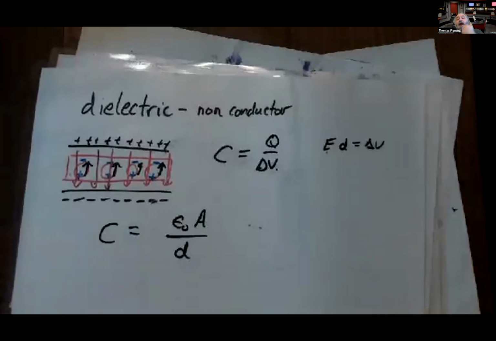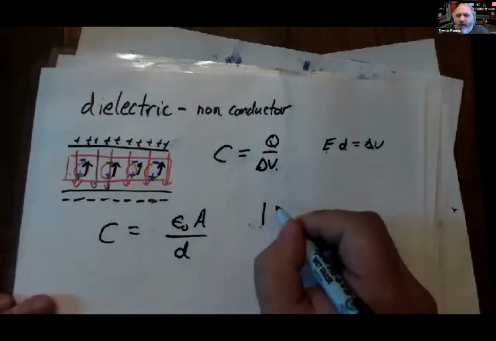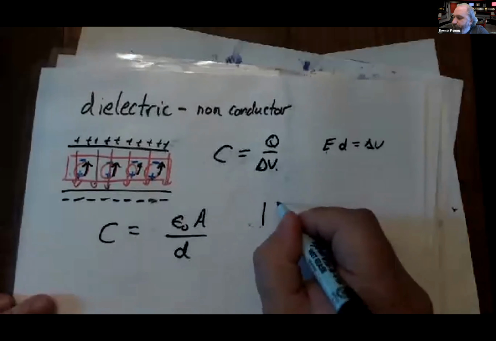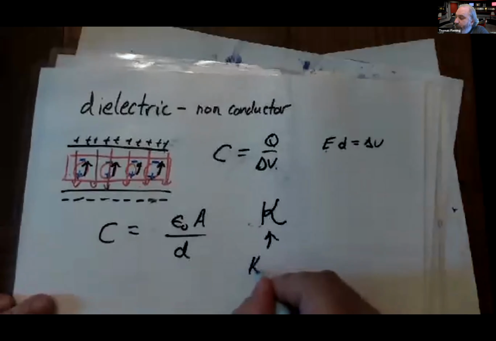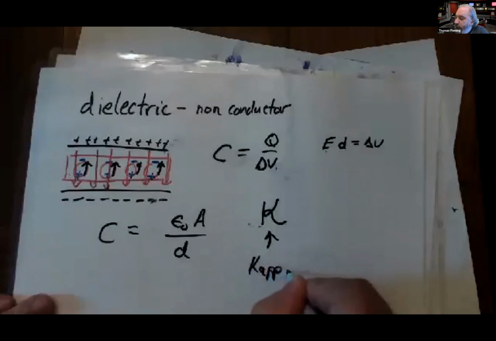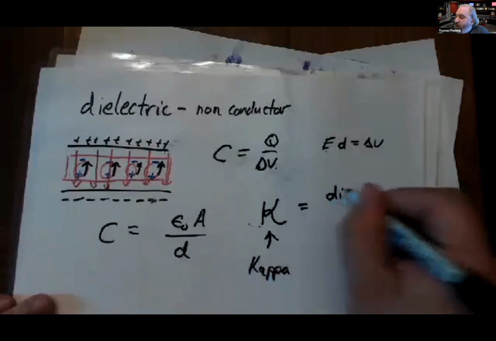And to see how much bigger it is, we're going to invent a new concept. It's called the dielectric constant. This is going to look like a letter K, but it's not. It's a scripty K. It's the Greek letter kappa. And this is what we're going to call the dielectric constant.